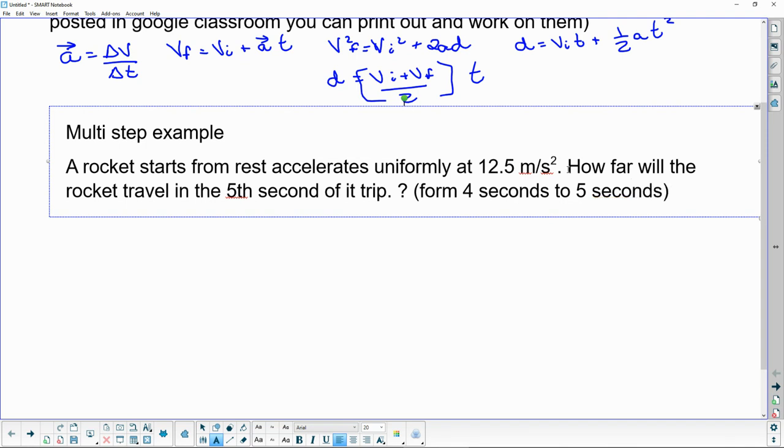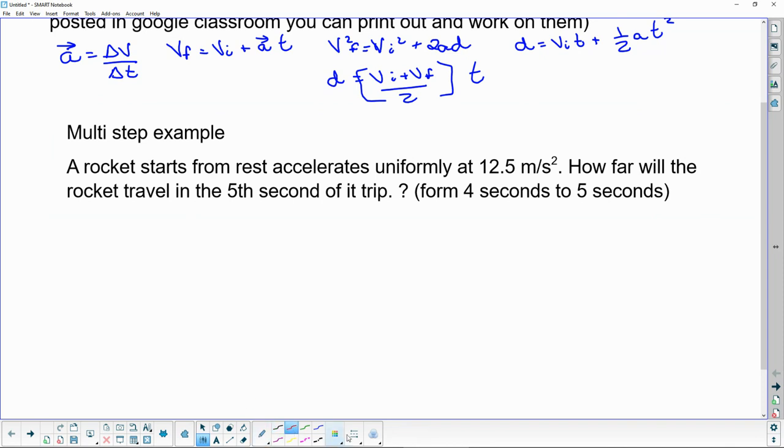Okay, so this one uses a couple of the equations. So what do we know first of all? We know that it starts at rest and it accelerates at a given rate. So those are two things that we know. I'll do this in red. So we know that it's accelerating at 12.5 meters per second squared. And we know that initially at time 0, it's going 0 meters a second. It's sitting on the launch pad.